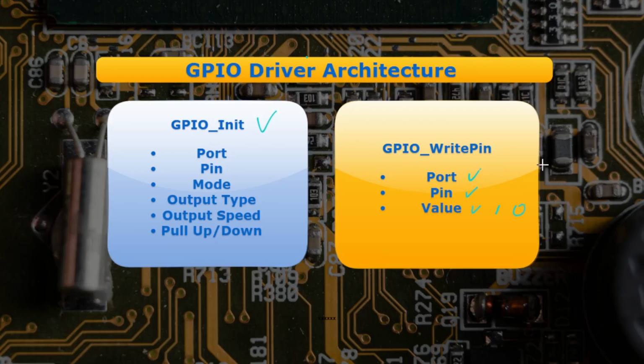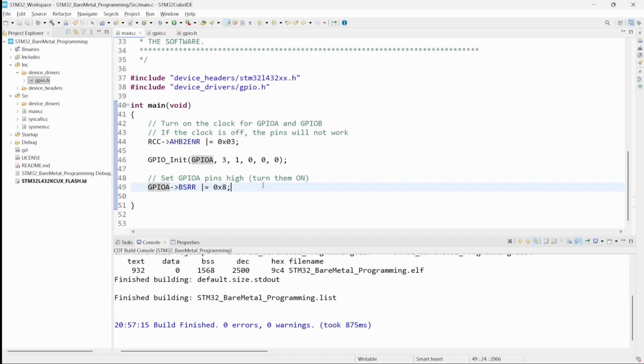So let's implement this in the code. Our GPIO write pin function will be called in the main instead of this bit set and reset register call. Now let's actually comment this out, and we're gonna write GPIO underscore write pin. So what are the arguments that we'll be passing into this function? The first one is port, which will be GPIOA. The next one will be our pin, which is 3 in this case, and the value. So value will be either 1 or 0. So 1 will turn on the pin and 0 will turn it off.